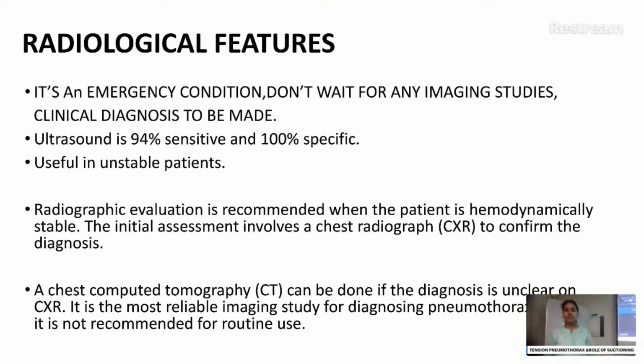Now, the radiological features. Tension pneumothorax is an emergency condition. We have radiological investigations for the same, but we don't have to wait for any kind of imaging studies. The diagnosis is purely clinical. Ultrasound can be done; it is 94% sensitive and 100% specific, and useful in unstable patients. Radiographic evaluation is recommended only when the patient is hemodynamically stable. That involves a chest x-ray to confirm the diagnosis.